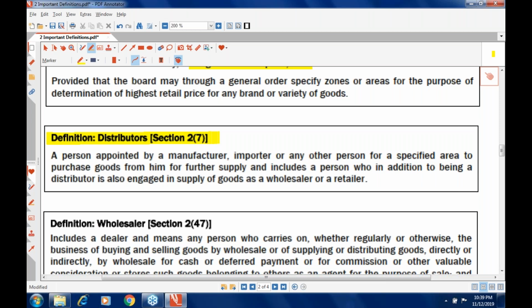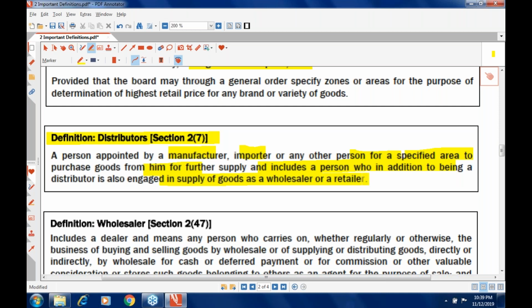Now, what is a distributor? He says a person appointed by a manufacturer or an importer or any other person for a specified area to purchase goods from him for further supply, and includes a person who, in addition to being a distributor, is also engaged in the supply of the wholesaler or retailer.